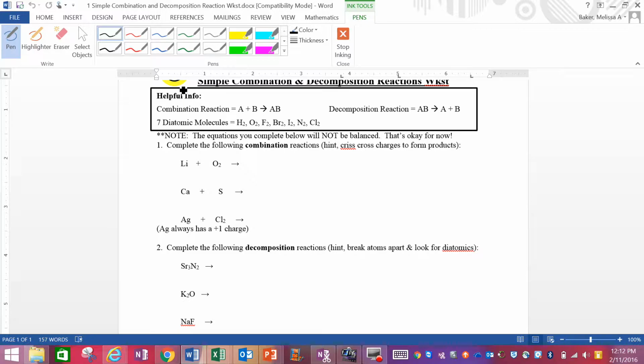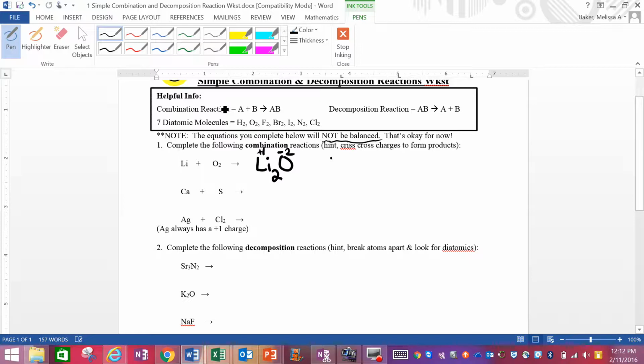Okay? And it says also the equations that you complete below will not be balanced. That's okay for now. We're learning how to balance those in our next lesson. Number 1, complete the combination reactions. Hint, crisscross charges to form products. So Li has a +1 charge, O has a -2 charge, so we need to crisscross.